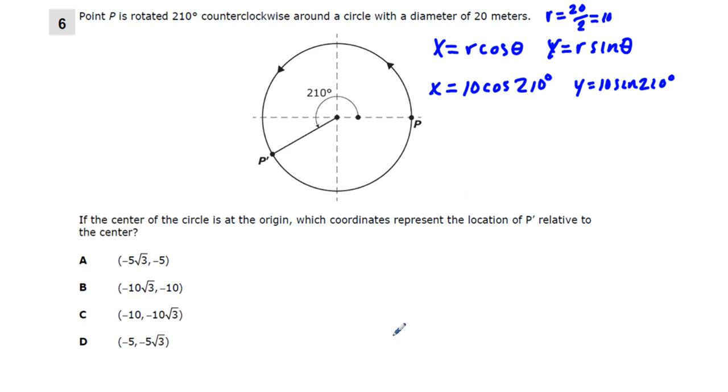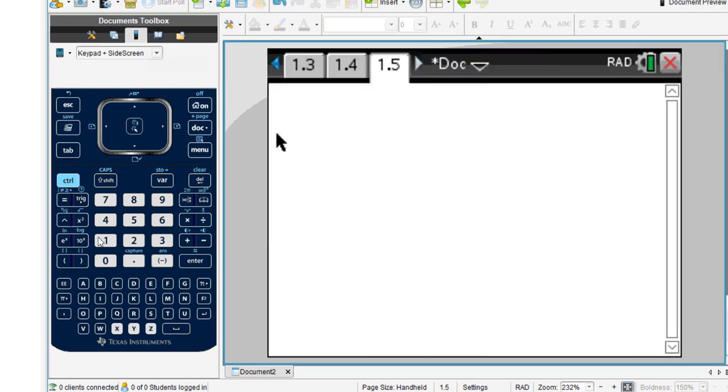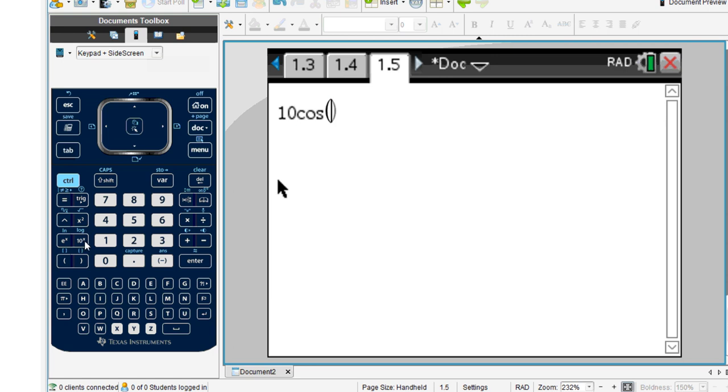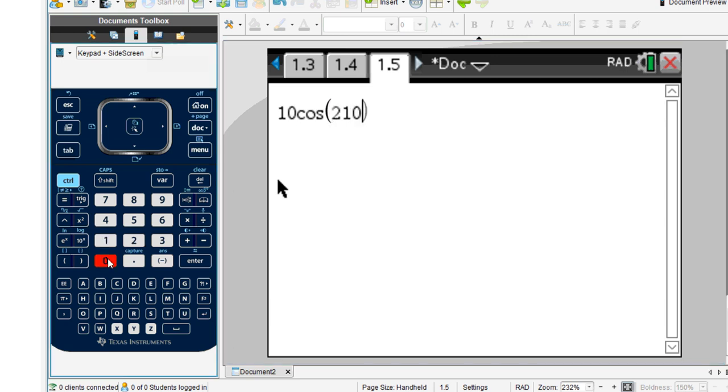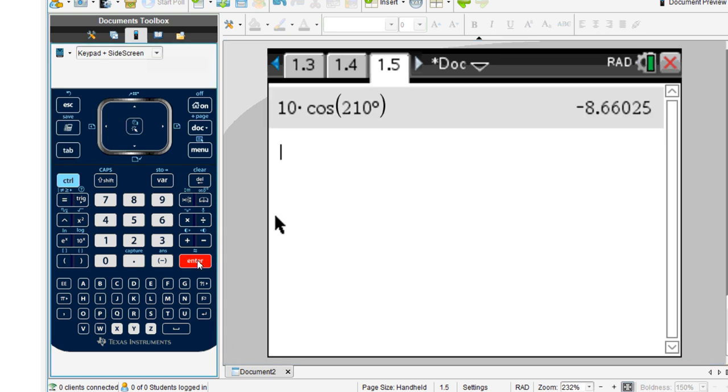So we can just go here in our calculator. 10 cosine 210. Our calculator is in radians, but we can put a degree symbol here. So we have that, negative 8.66.